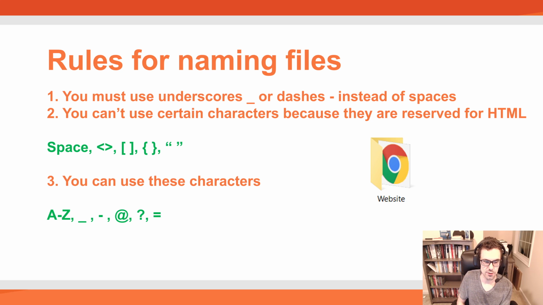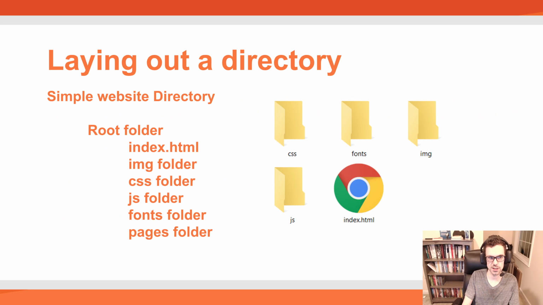You can use, however, these characters: A to Z, upper and lowercase, the underscore, and the dash, which is specifically used usually when people are trying to write a couple words together, and that's the space. Instead of using a space, they use a dash or an underscore. You can use the @ symbol, the question mark, and the equal sign, but I would stay away from the @ symbol, question mark, and equal sign because it's just confusing. Like, why would you use that in the name? Try to stick with A to Z and the underscore and dash symbols when naming things.